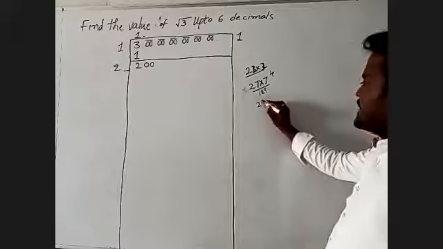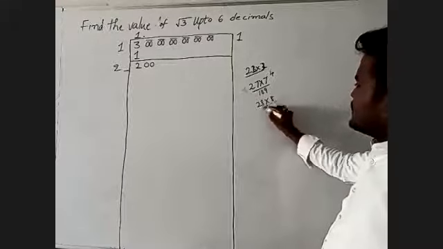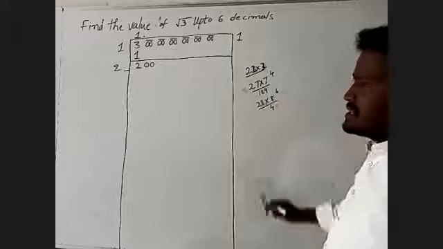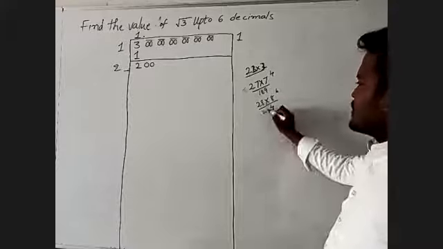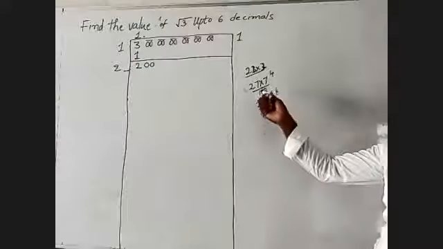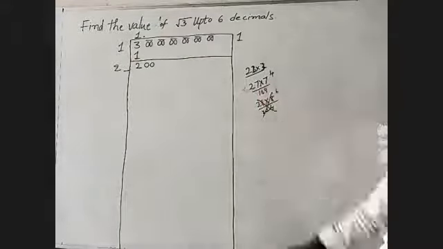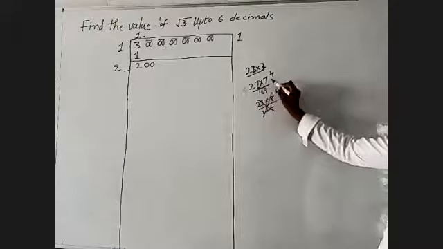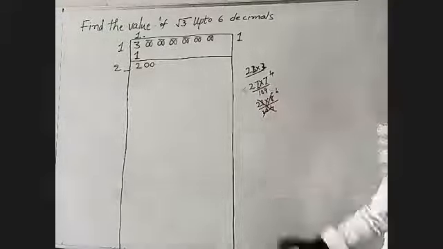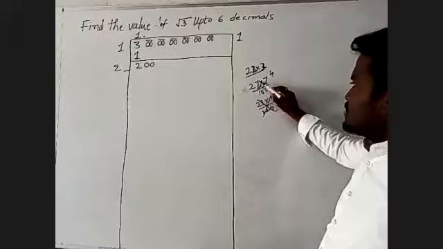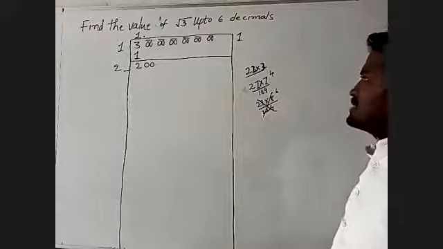I will take 8. 28 into 8. 8 8s are 64. 8 2s are 16, 16 plus 4 becomes 20. This does not satisfy. It will satisfy for only 27 into 7. If we have to take the units place, we will take 7. Then the entire equation can multiply by only 7. 7 7s are 49. 7 2s are 14 plus 4 is equal to 18.